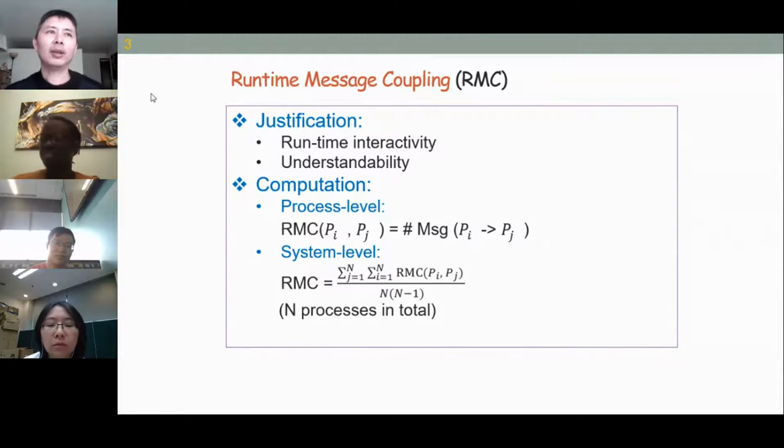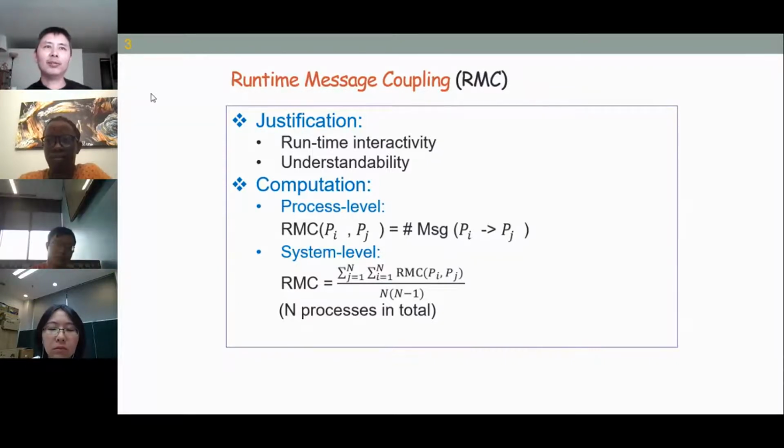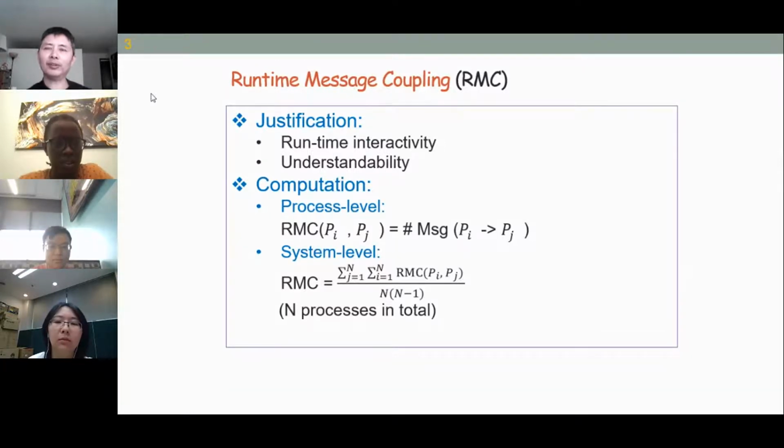I compute the RMC at both process level and system level. Process level RMC, between two given processes, PI and PJ, is the number of messages sent from one process PI to the other process PJ. Based on process level RMC, the system level RMC is the average of all process level RMC. Suppose that there are n processes. I have n times n minus 1 inter-process pairs.